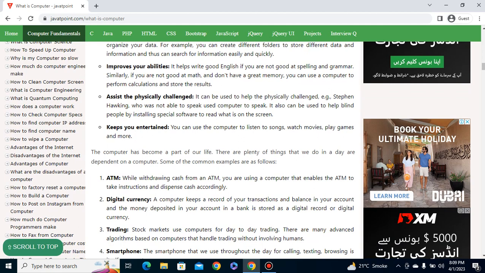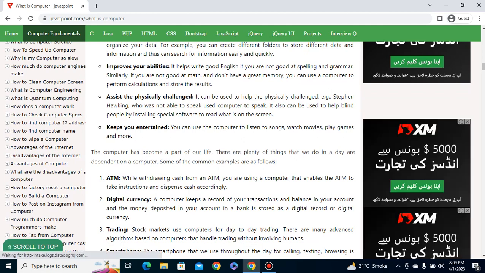Assist the physically challenged. It can be used to help the physically challenged, e.g., Stephen Hawking, who was not able to speak, used a computer to speak. It also can be used to help blind people by installing special software to read what is on the screen. Keeps you entertained. You can use the computer to listen to songs, watch movies, play games, and more.